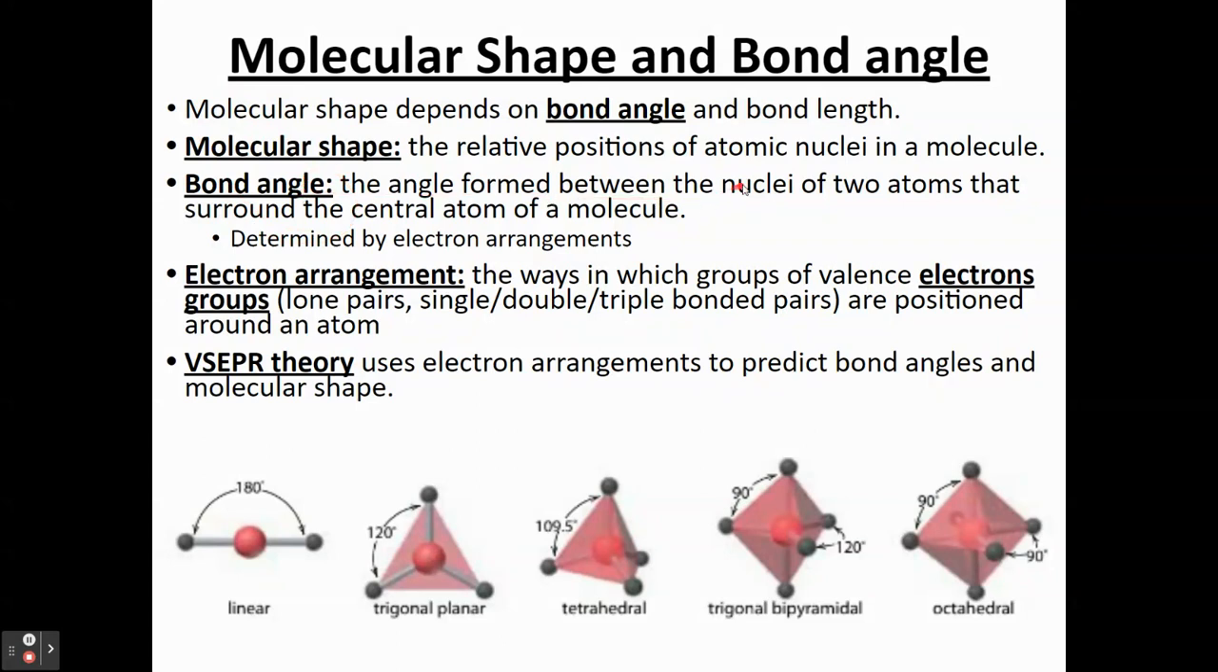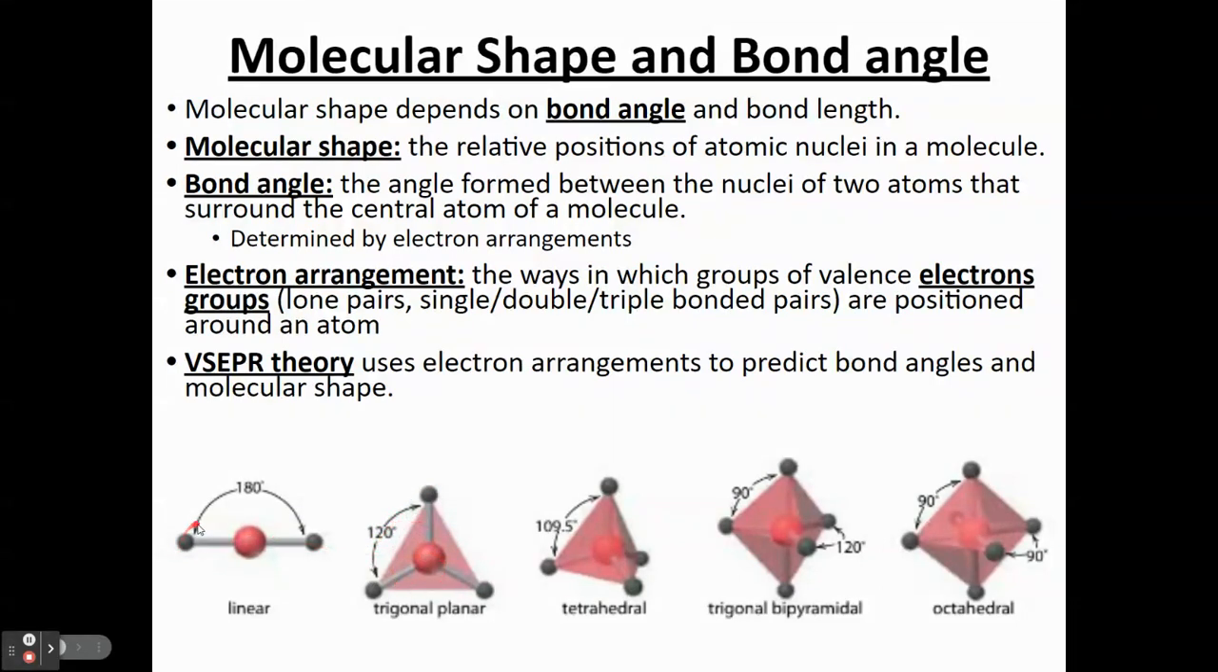It's the angle formed between the nuclei of two atoms that surround the central atom of a molecule, and that's determined by the electron arrangements. Now, an electron arrangement, that's the way electrons arrange themselves around the central atom. And so we'll see different electron arrangements as well. But essentially, using VSEPR, we're able to figure out a molecular shape, which is our 3D molecular geometry. And because things are 3D, there are bond angles. So you can actually measure angles between atoms around the central atom.